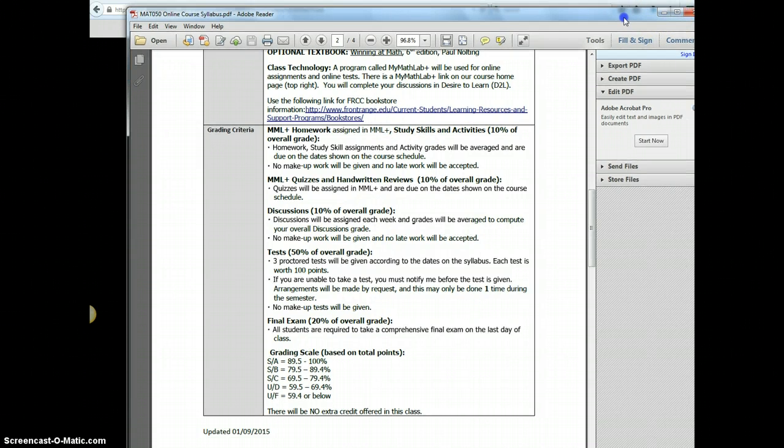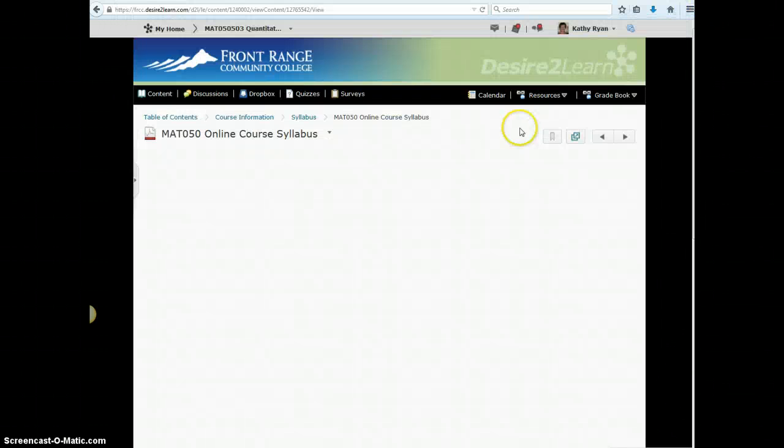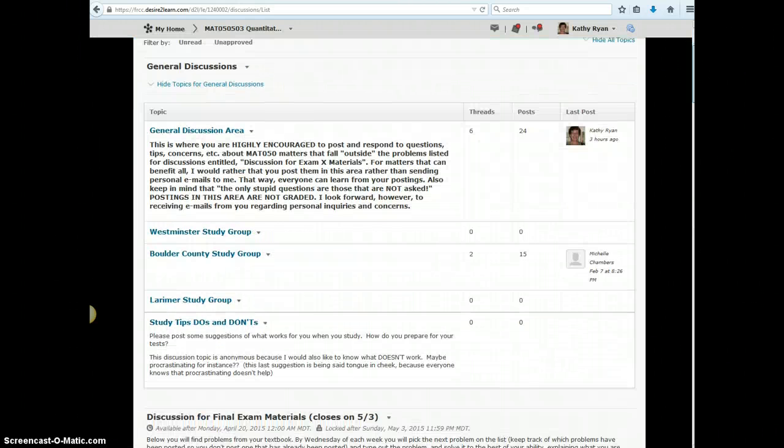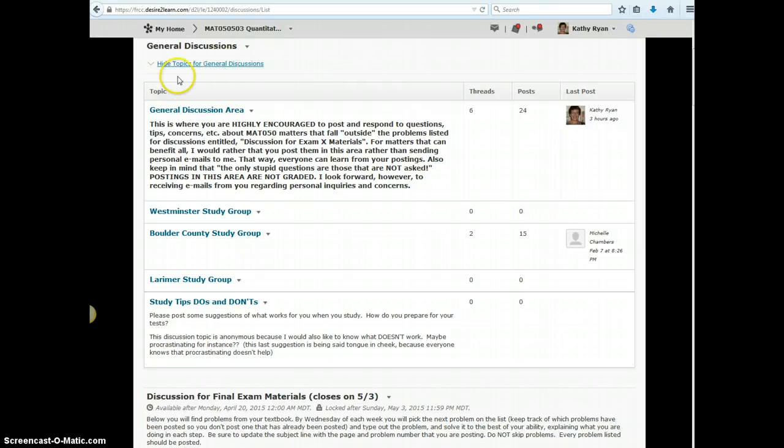So let me get rid of the syllabus so we can go into the content area, or the discussion area actually. And I'm going to show you what I start with. I start with a general discussion. This is not graded, but this is where any student can ask questions, can make comments, can tell me that they found an error in the class, which has happened, and that gets used.